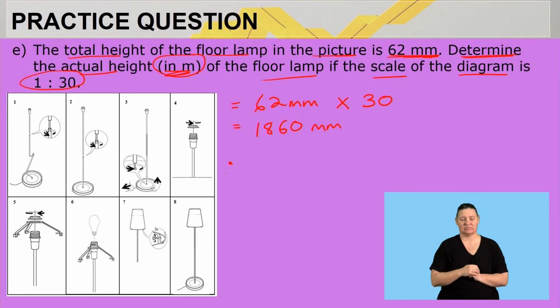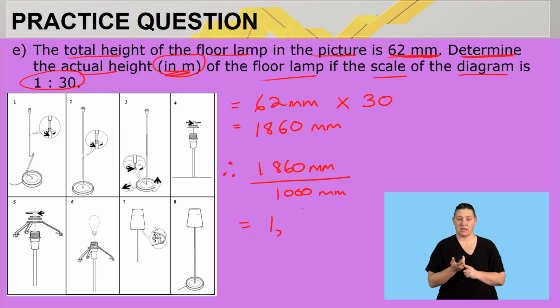In order to convert from millimeters to meters, I'll use the conversion factor of 1,000. So I'll take 1,860 millimeters and divide that by 1,000. Can you see my units are the same? 1,860 divided by 1,000 gives me an answer of 1.86, and remember now my unit is meters. So I converted from millimeters to meters by using the conversion factor of 1,000.